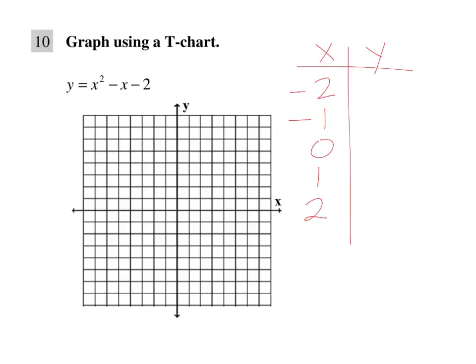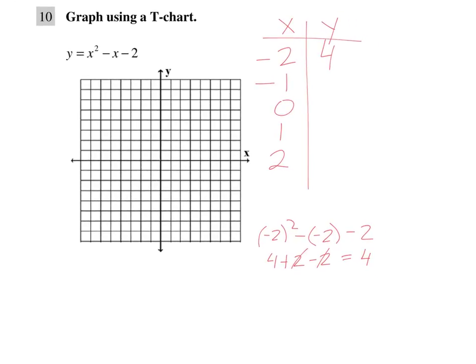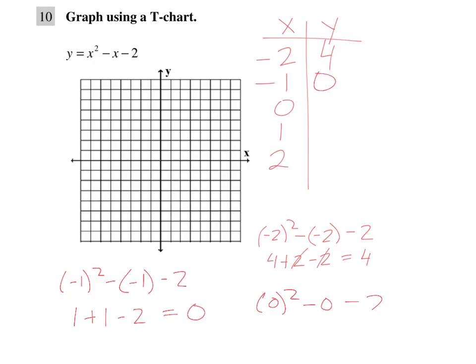So if I plug negative 2 in, I get negative 2 squared minus negative 2 minus 2. You gotta be really careful with the negatives here. All right, so I get 4. Give myself some space down here to do my work. Negative 1 squared, minus negative 1 minus 2, so I get 1 plus 1 minus 2. That gives me 0. Then I plug in 0, and I get negative 2.